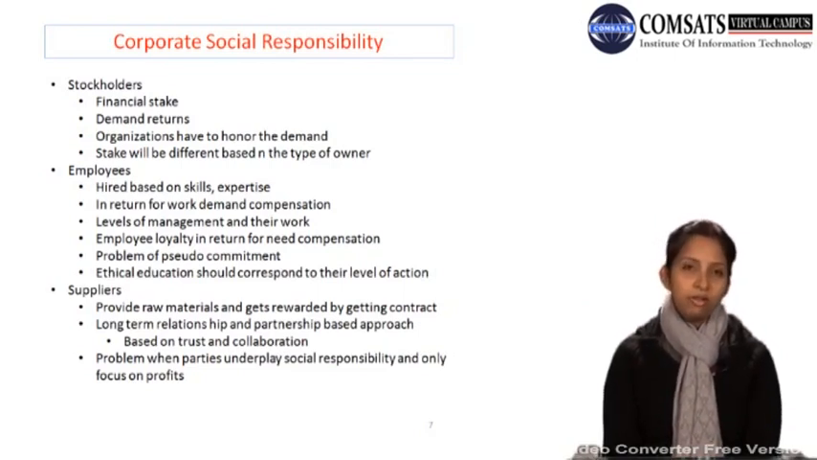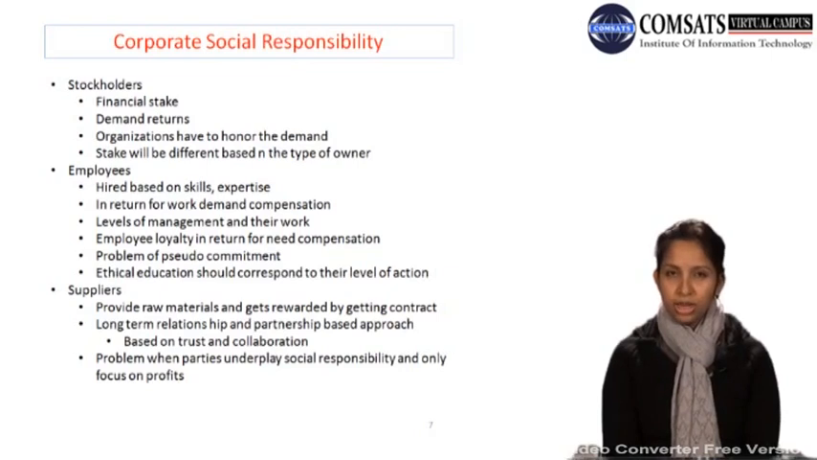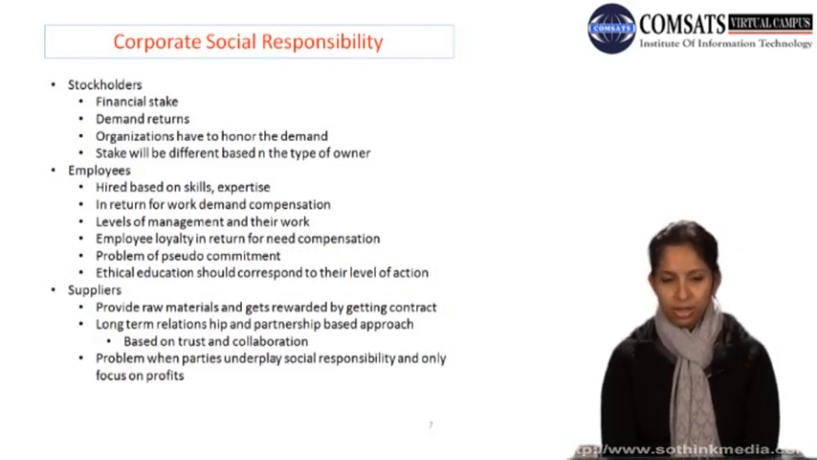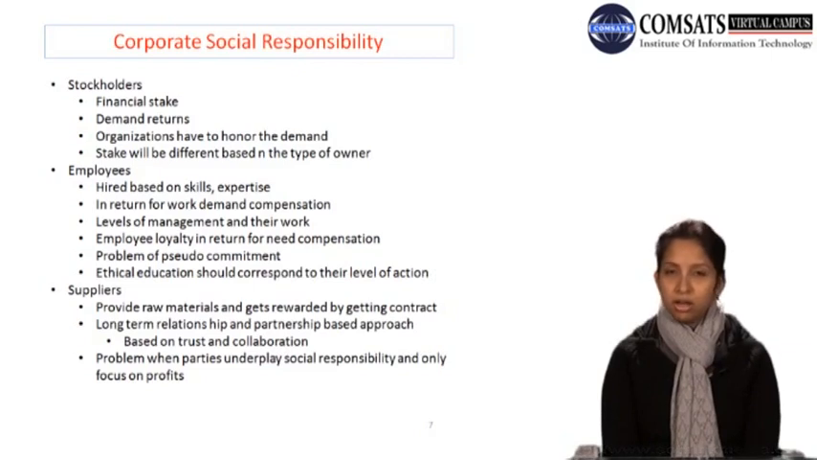So that becomes your very first stakeholder, jisko hum shareholder ya stockholder kehte hain, and they are your primary social stakeholder, sorry. The next are your employees. They're hired based on their skills and expertise. That's simple enough. In return for work, they demand compensation.